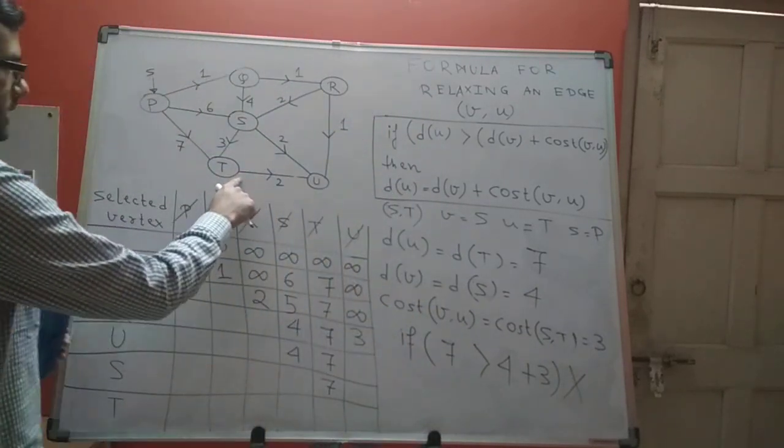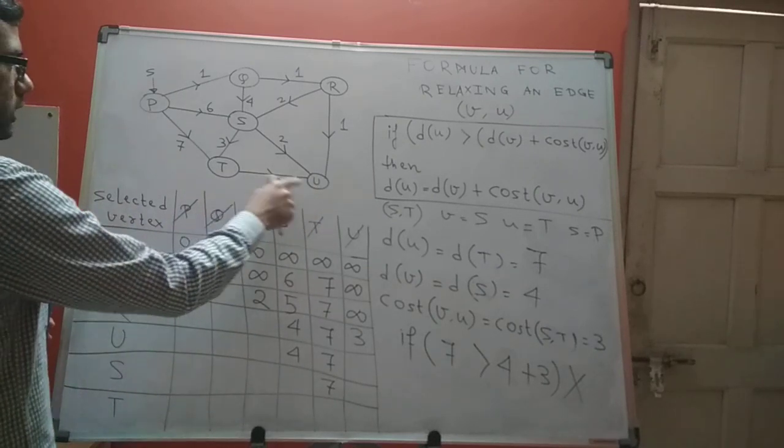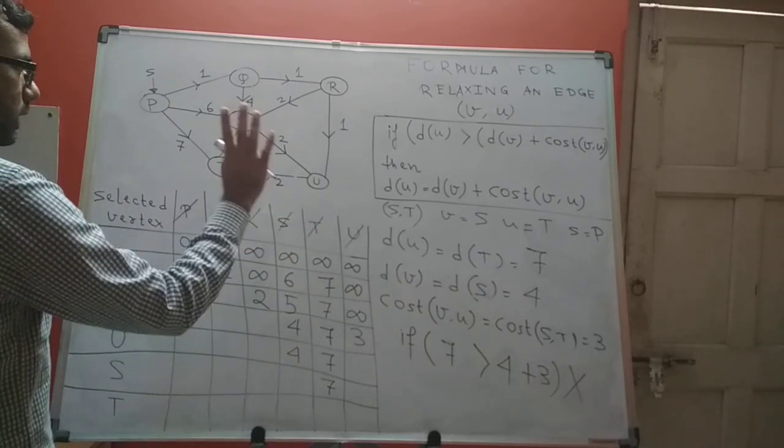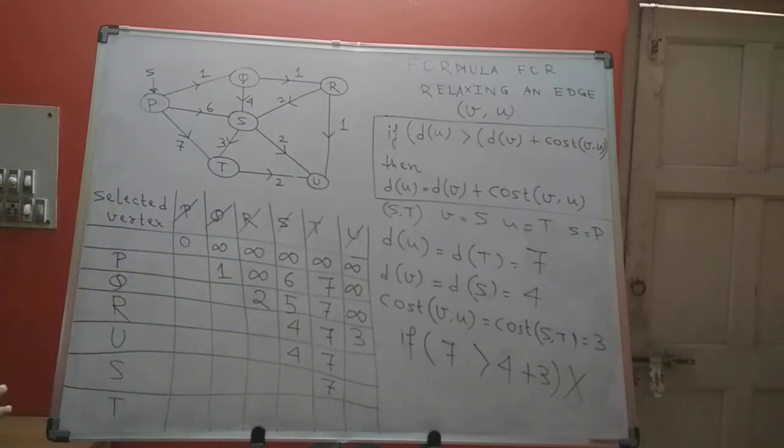See, T has an outgoing edge towards U. Now vertex U has already been selected, so I do not need to relax this. And this was the only outgoing edge from T. So this is the entire table that you can see. Now what I'll show you is the final answer, how you write the final answer. I'll show you that now.